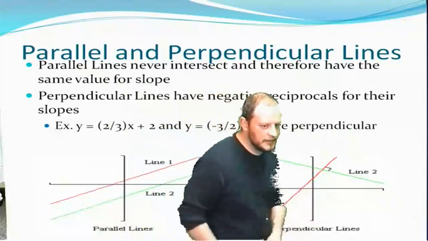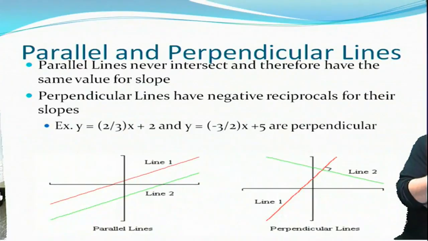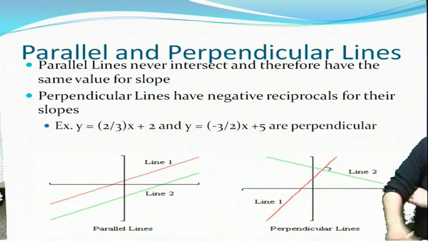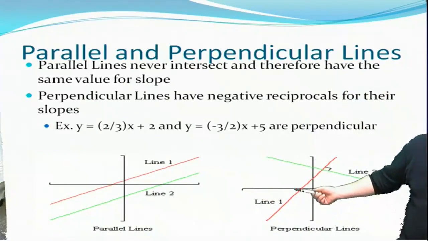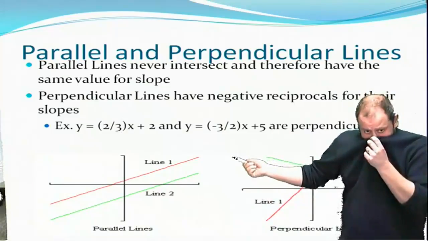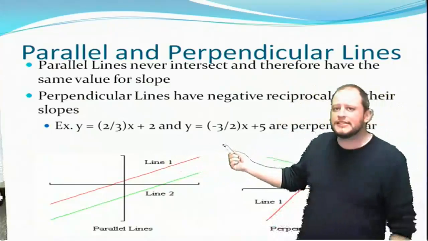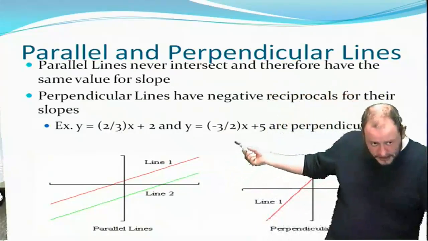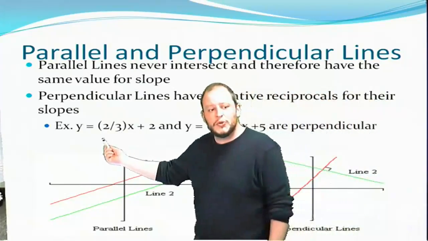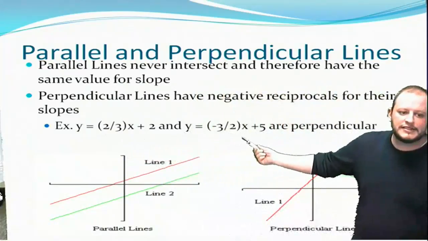If you look at my example here, we had y equals 2/3 x plus 2 and y equals negative 3/2 x plus 5. These lines are perpendicular. Now these are not the equations of the lines I have shown here, but this is just a quick example of what perpendicular lines have. So they have to have the opposite, what's called the opposite reciprocal. Excuse me. And so notice my slope in this equation is 2/3, positive 2/3.